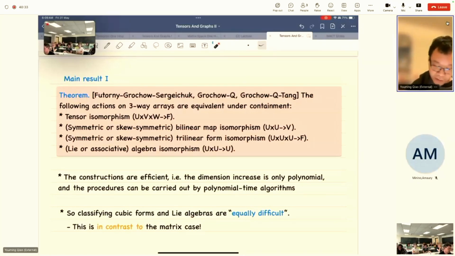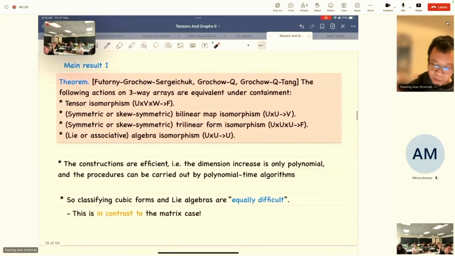And just to note that this is in contrast to the matrix case, because for the matrix case, you cannot really compare. They are incomparable. Matrix conjugacy and matrix equivalence are incomparable. But when you go to the 3-tensor setting, everyone suddenly becomes equivalent. Okay, so that's the first result I want to mention.